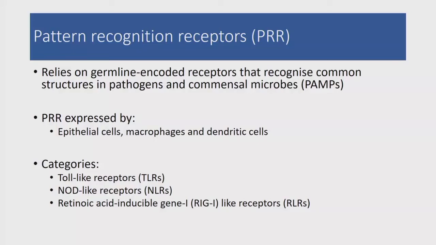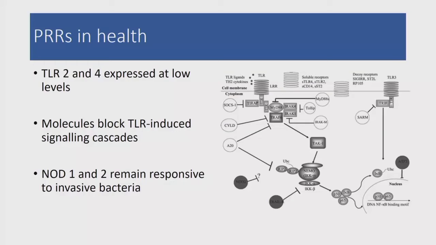When it comes to looking at this in the prism of clinical gastrointestinal disease or gastroenterology, the pattern recognition receptors, or PRRs, are really quite important. These are the ones that are expressed by the epithelial cells, or those effector cells, and they recognise the common structures in the microbes, both pathogenic and commensal microbes. So these are our toll-like receptors and our NOD-like receptors, and then also the RIG-like receptors as well. And these are present in health, but usually at quite low levels.